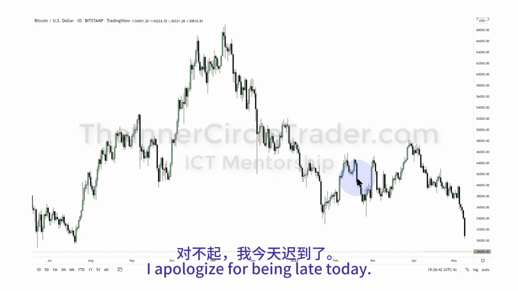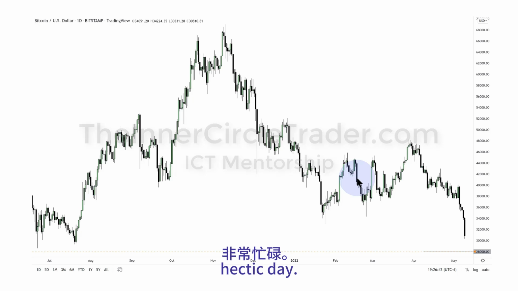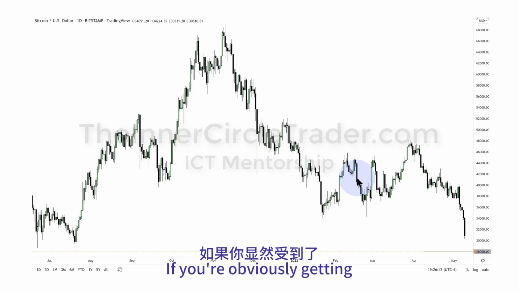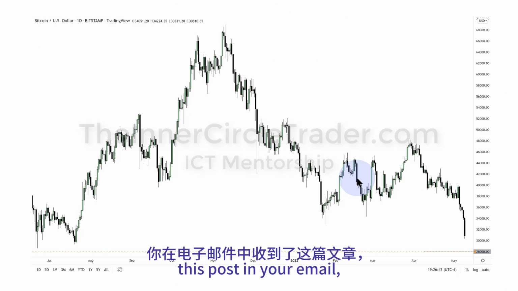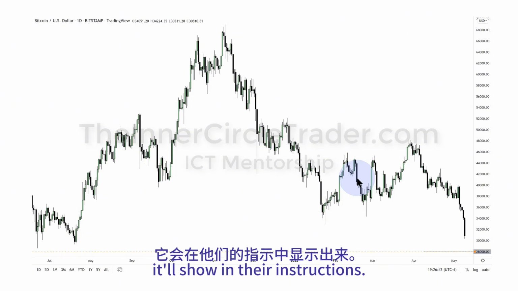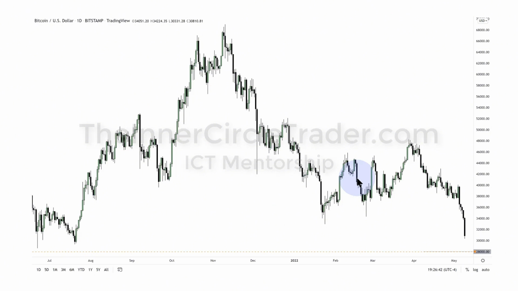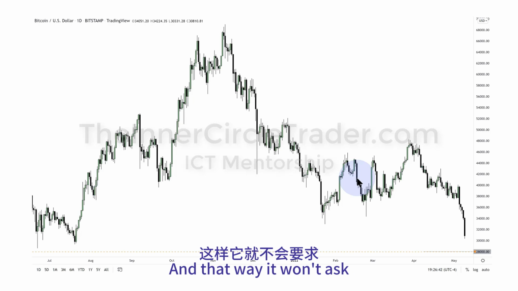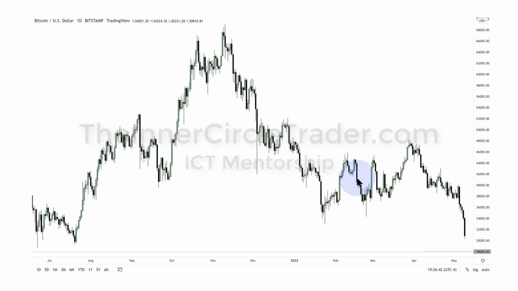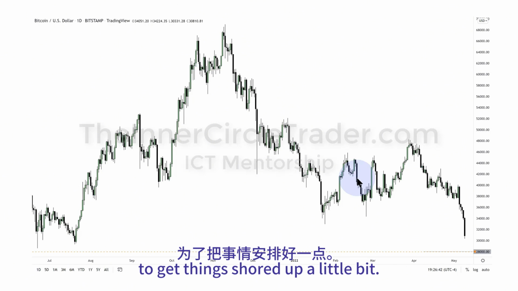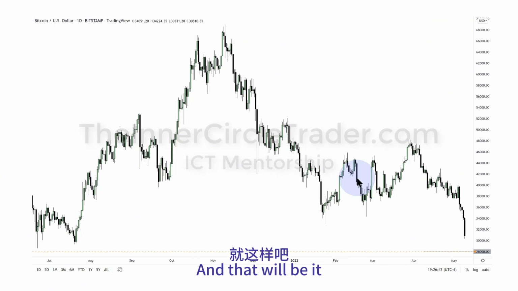I apologize for being late today. It has been a hectic day. I've been getting slammed with emails because of the two-stage authorization. If you're getting this post in your email, it'll show in their instructions. All you have to do is clear your browser history, cookies, and reboot your computer, and that way it won't ask for the two-step authorization. We did that while we were working on the forum to get things shored up a little bit, and there it is.